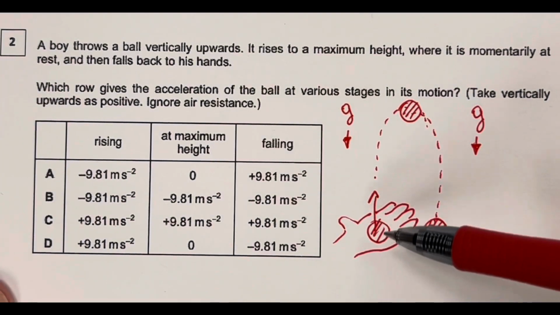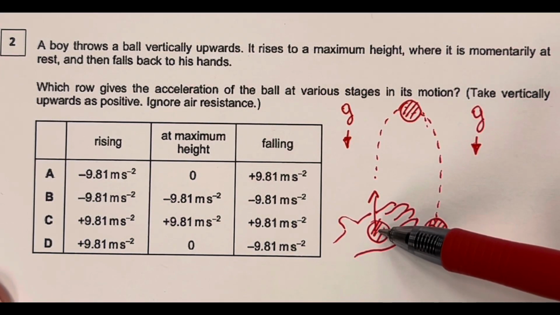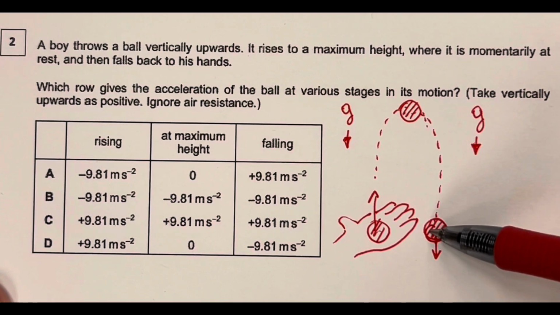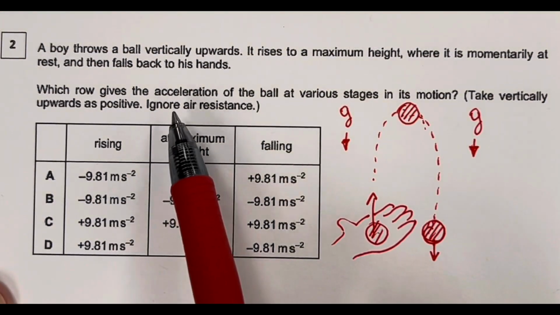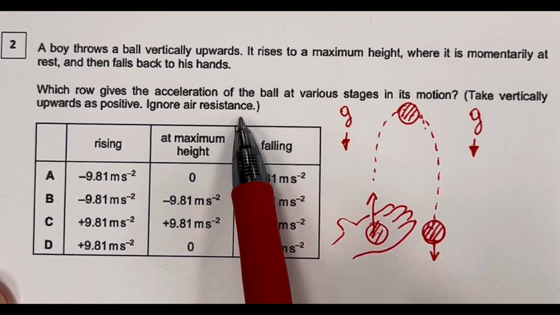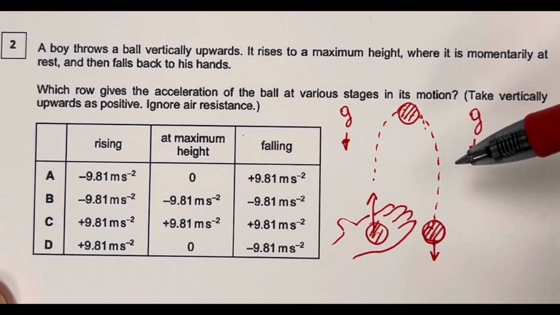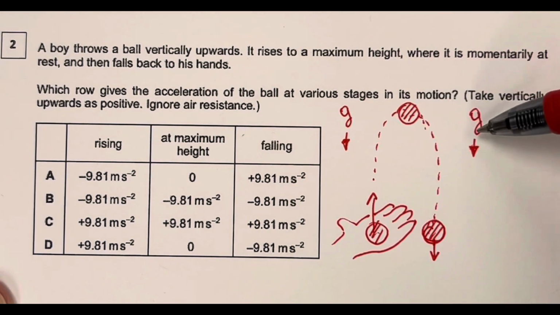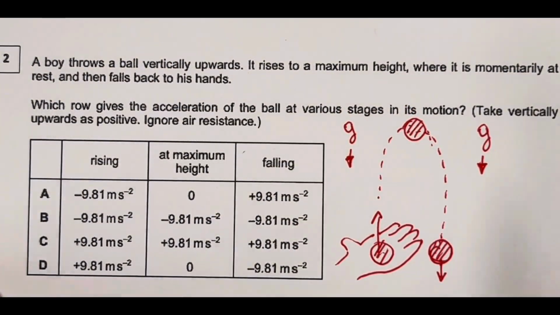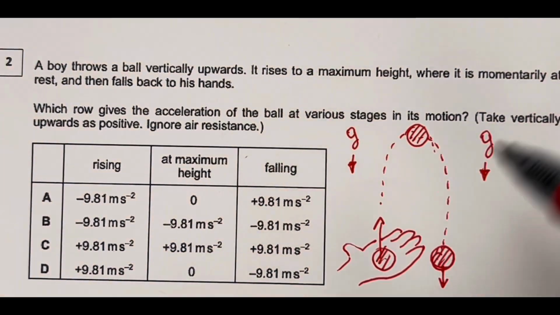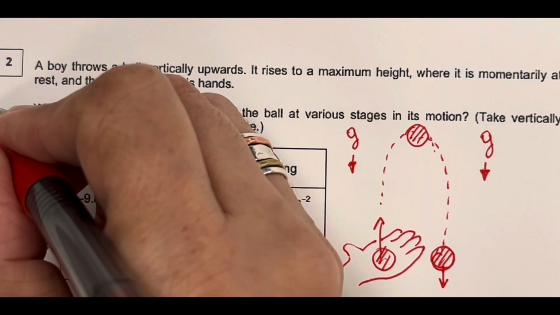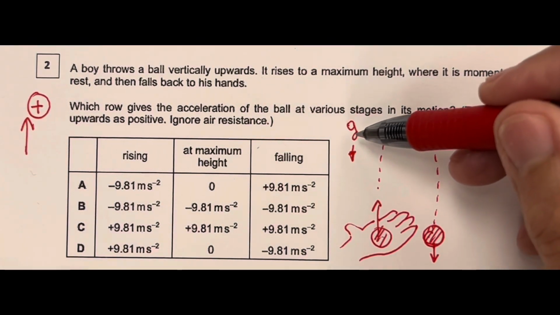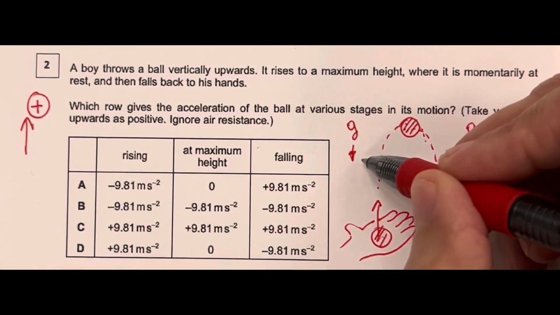So here is the diagram to describe this question. The ball leaves the hand of the boy, goes up, and comes back to his hand. If we ignore the air resistance, the only acceleration acting on this ball is the acceleration of gravity, G. Now the problem also states to take vertical upward as positive. However, acceleration is acting downward, so according to the problem, it is acting in the negative direction.